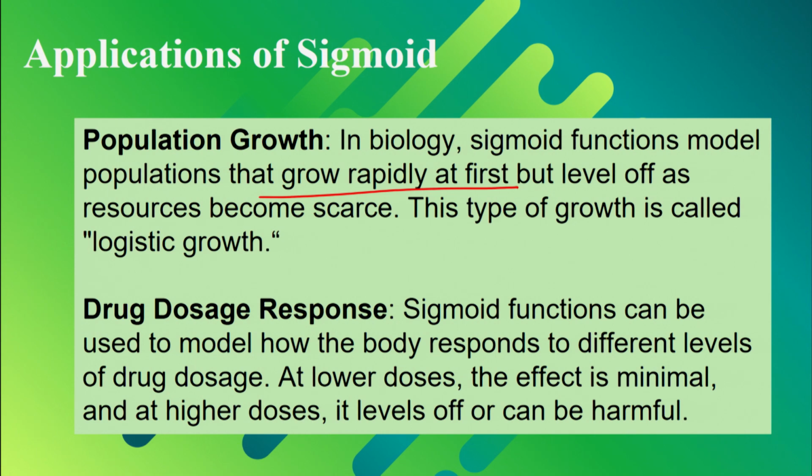Moving on to the next application, the drug dosage response applications. These sigmoid functions model how the body will respond to different levels of drug dosage. At lower levels, how the effects will be, whether minimal or maximum. At higher doses, how the levels will be, whether we can offer that or it will be harmful. The decisions will be based on the application of the sigmoid activation function.